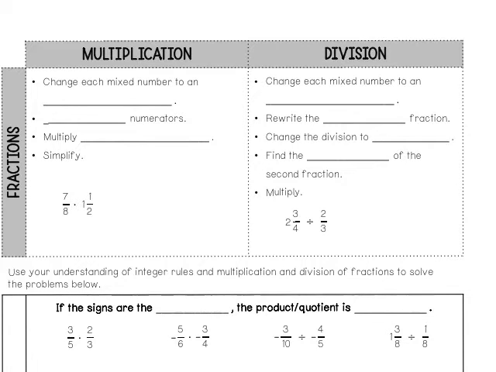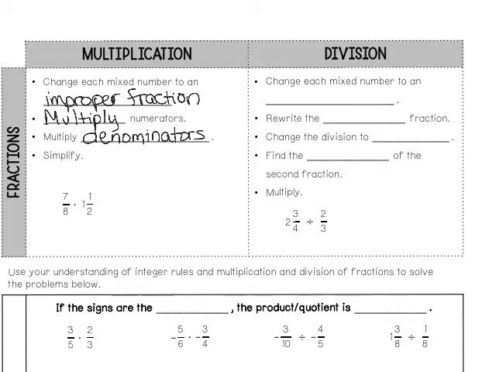Welcome to page 2. It's all about fractions. Change each mixed number to an improper fraction. Then multiply numerators. Multiply denominators. And then simplify. So step 1, we're going to change the mixed number to an improper fraction.